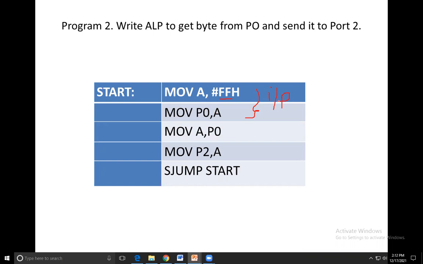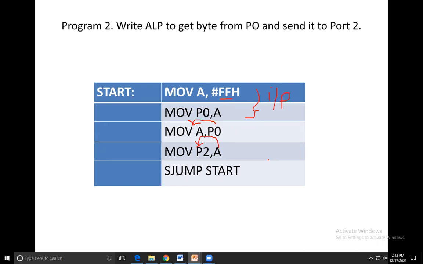So you have to take an input from outside into port 0. This input is transferred to the accumulator. If an LED or switch is connected to port 0, you take the input from outside, and this port 0 input is transferred to the accumulator. So these two lines are for the input ports. This port 0 transfers the input to the accumulator, and the accumulator transfers this data to P2.